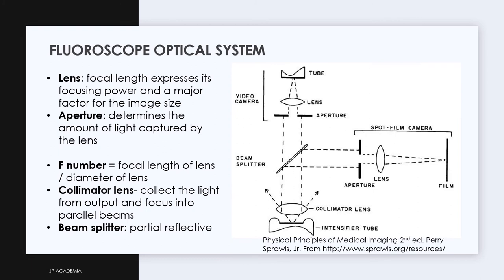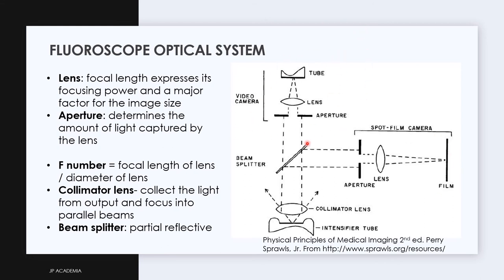Now let's talk about the optical system of the fluoroscopy. An optical system, as shown in the figure, transfers the image from the output screen of the image intensifier to the input screen of the video camera or to the film in the spot or cine camera. We have the following components. First, a lens. A lens is an element that transfers an image from one location to another. Its focal length expresses its focusing power, and is a major factor in determining the image size projected onto a film or the screen of the video camera.